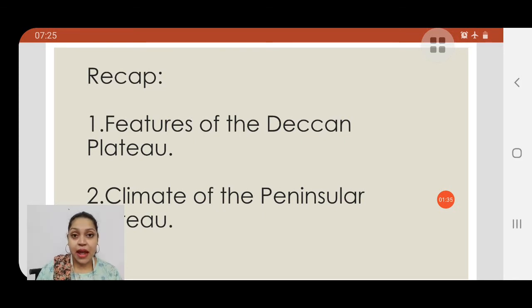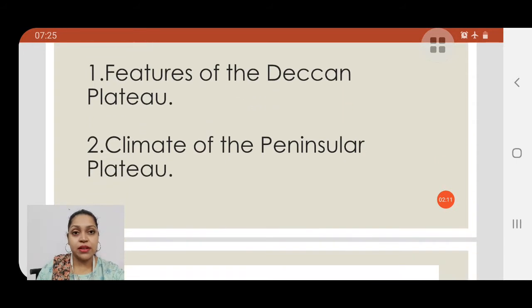Then we come to the climate of the Peninsular Plateau. What is the climate of the Peninsular Plateau? We studied in the last class that since the Peninsular Plateau is spread over a very vast region, the climate also varies from region to region. In the north, the climate is semi-dry, and as one moves south, the climate becomes warm or hot. And the region experiences rainfall from the months of June to October. So this we all did in our last class.